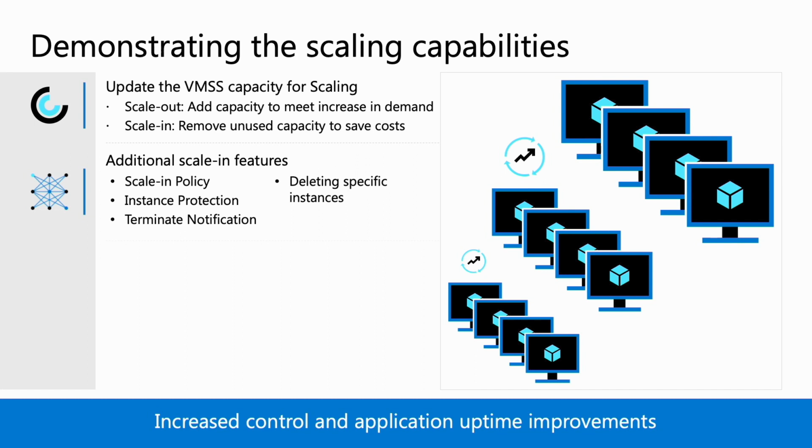These features are scale in policy, which allows you to configure the order in which the virtual machines should be deleted during a scale in operation. Instance protection, which allows you to protect one or more instances so that those are not deleted during any scale in operation. Terminate notification allows you to receive in-VM notification and also allows you to pause the deletion of a VM for up to 15 minutes so you can perform any cleanup operations if needed. And finally, you can also specify specific instances from your scale set that you would like to delete at the same time.